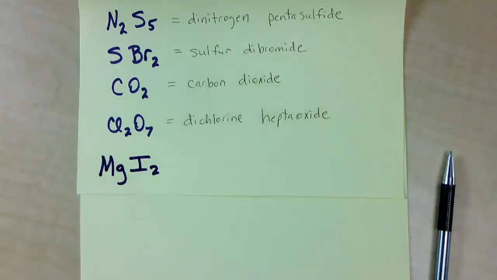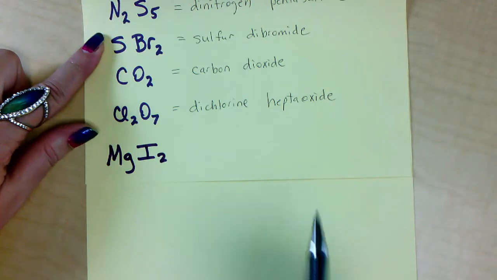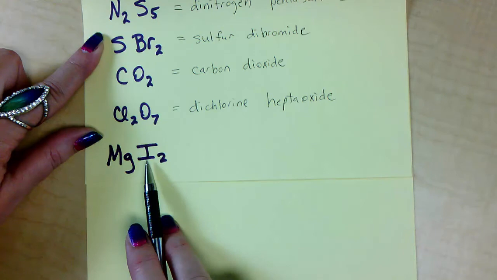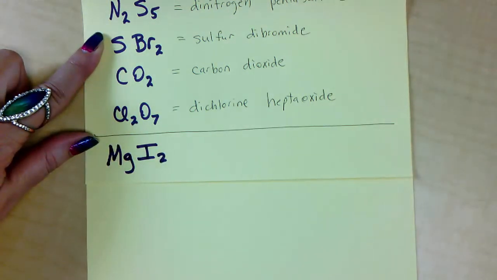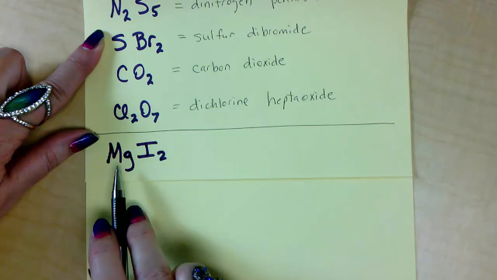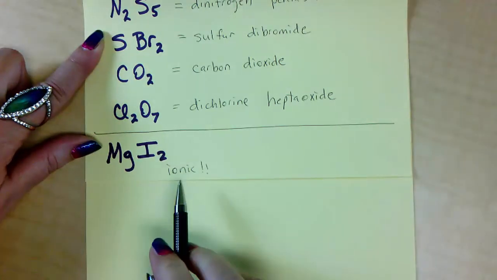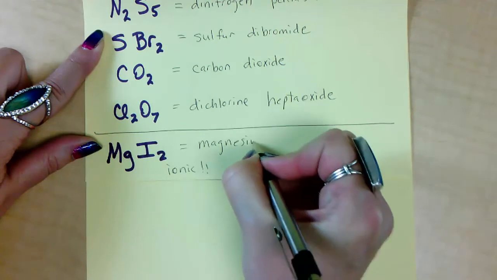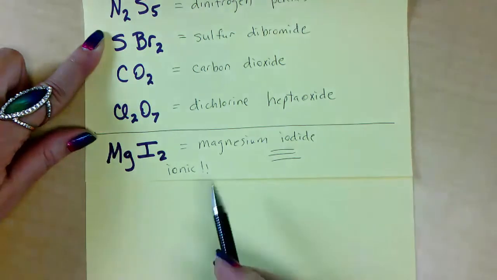MgI2. Write the name of that for me. Now, I may have caught you on this one. Did you say magnesium diiodide? That's not correct. Is this a covalent compound? There's a metal. This is ionic. We don't use prefixes with ionic. This is just magnesium iodide. No prefix.